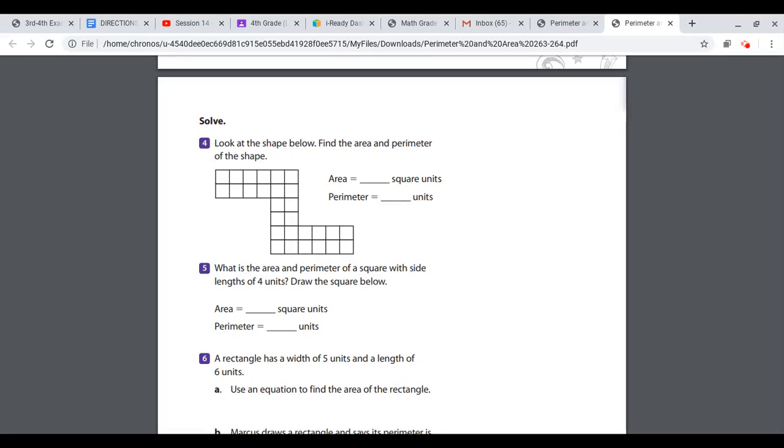4 says look at the shape below, find the area and perimeter. So the area, this one you should just count the squares. And what I like to do is I put actual numbers in there, like 1, 2, 3, so you don't count a square twice. Then you find the perimeter. So what I like to do for perimeter is put a 2 here, 1, 2, 3, 4, 4 here, and then draw it out and then add. Mark out what each side is with a number, and then add your equation.